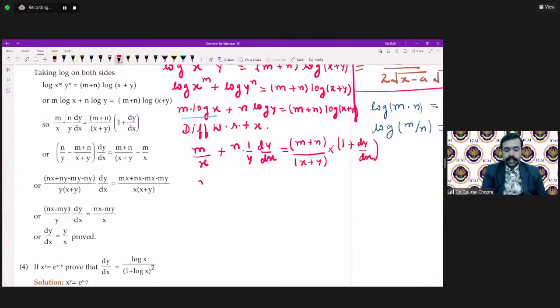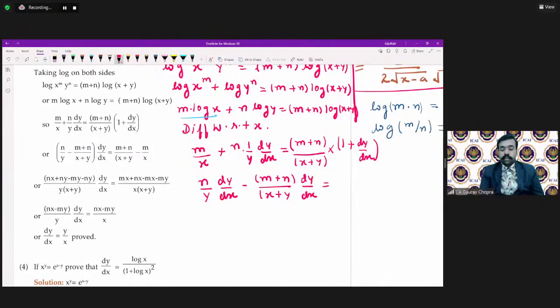Here we are having n upon y dy by dx, and bringing one from the other side we will be getting m plus n divided by x plus y dy by dx. This we brought from right hand side to left hand side by transposition. Then on right hand side we are already having m plus n divided by x plus y. This we are already having, and m upon x has also gone to the other side.